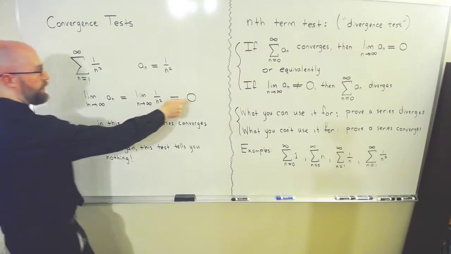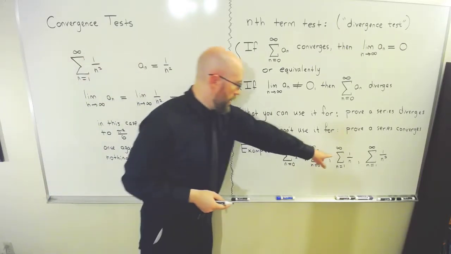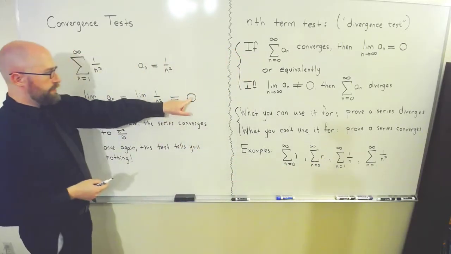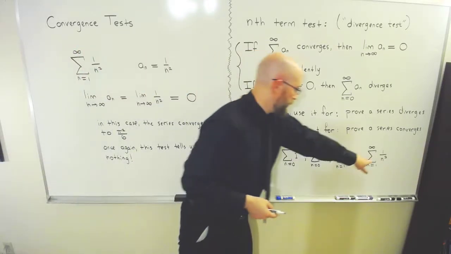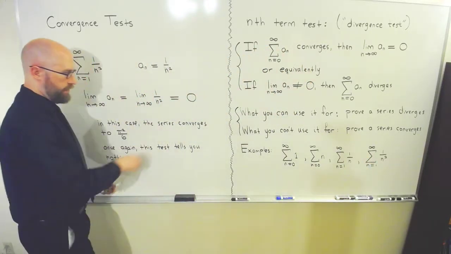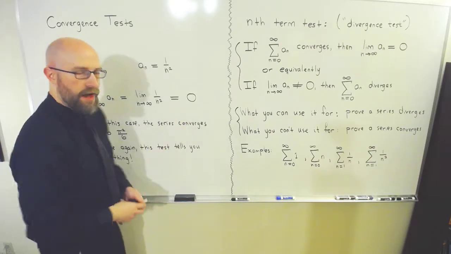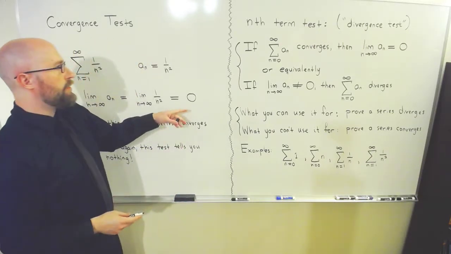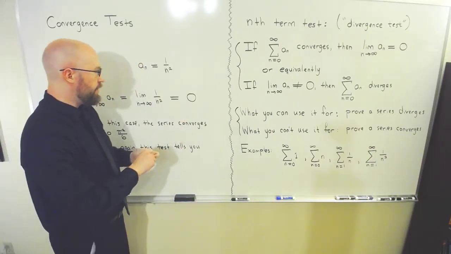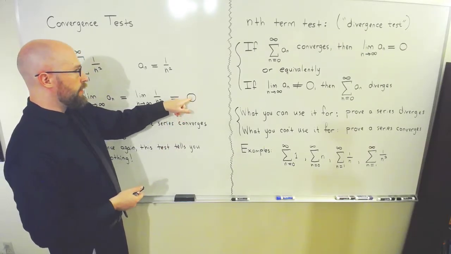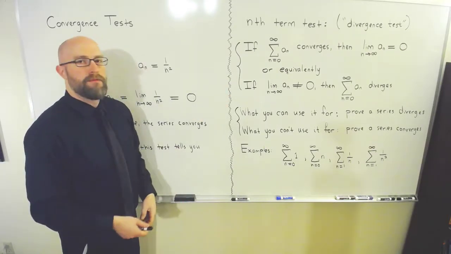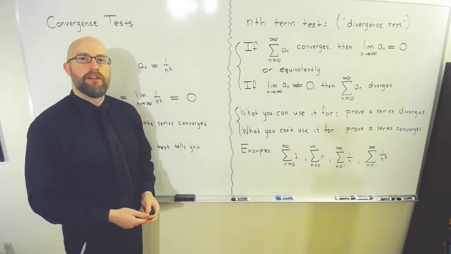Because we saw a case where the limit was 0 and the series diverged, and now we're seeing a case where the limit is 0 and the series converges. So the only way this test will tell you anything is if the limit's non-zero, or if the limit doesn't exist, and then you can conclude that it diverges. So hopefully this clears up what you can use the nth term test for.